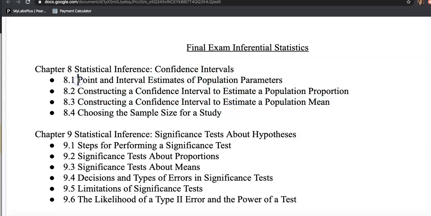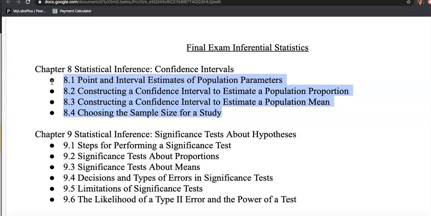The first one is more like an introductory. We're talking about point and interval estimate of a population parameter. The second one and third one, we will actually construct confidence interval to estimate population proportion and population mean. And the last section, we will talk about choosing the sample size for a study. So these are the 4 lessons that we will go over this week.